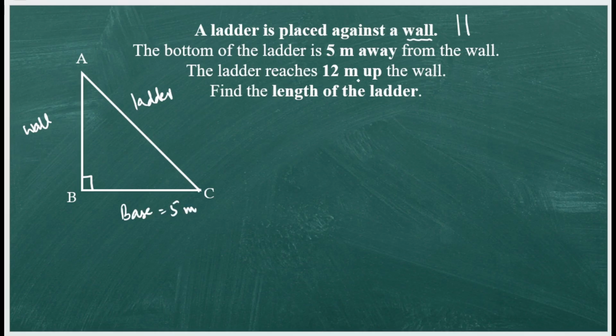The ladder reaches 12 meter up the wall. So this wall is 12 meter. So the value of A is 12. They are asking us the length of the ladder. So C is unknown. Why is this C? Because this is opposite to 90 degrees. So this is the hypotenuse.